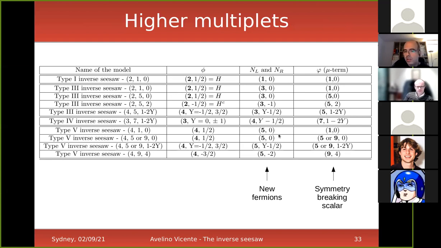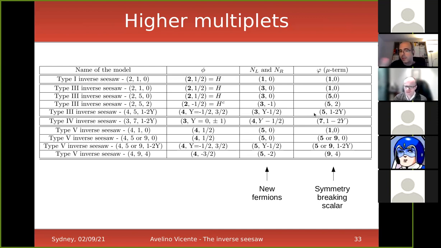And you have more exotic variants. For example, you can use scalars which are not the Higgs doublet in the external lines. And then, for example, you can have a 4-plet. And this introduces also the possibility of having triplets and 5-plets for the fermions and for the additional scalar. So you can construct many possibilities. This has been studied a lot. And basically the final formula for neutrino masses is exactly the same. But of course, as you can expect, the phenomenology changes a lot.